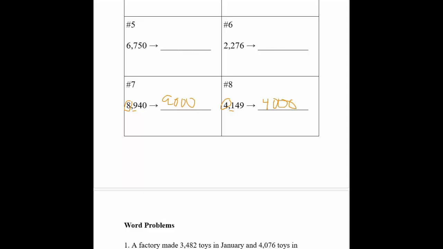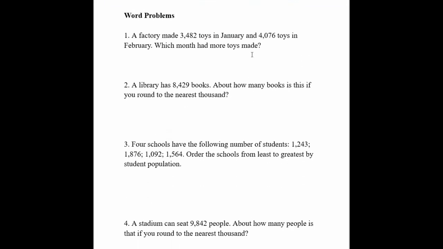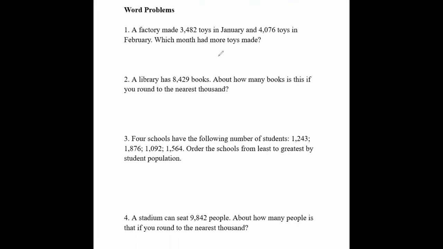Okay, and then the word problems. So, a factory made 3,482 toys in January and 4,076 toys in February. Which month had more toys made? So 3,482 versus 4,076. You can tell by the first number that 4 is greater than 3. So the month that had more toys made would be February.